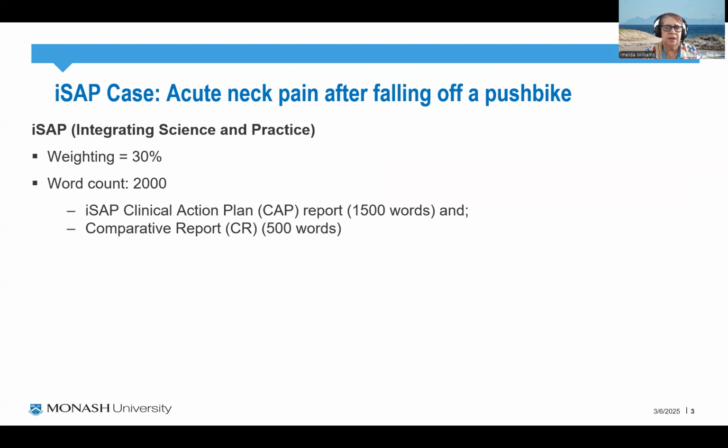There's two parts to the iSAP case. The first part is a clinical action plan, and that is the biggest part of the iSAP case. The word count for that is 1,500 words, and the comparative report is 500 words. Now, the university has a leeway of 10%, which means you can have 10% less or 10% more. However, do not go over those leeways.